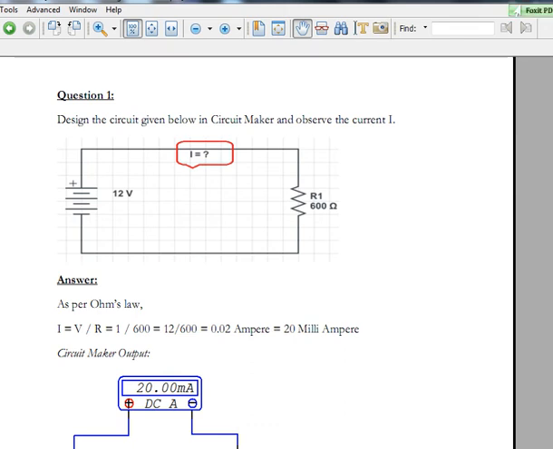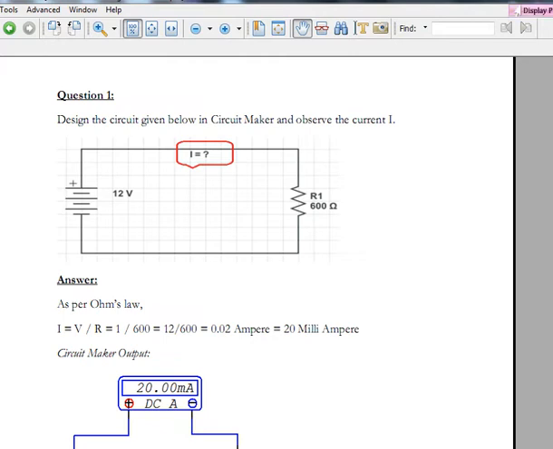So in today's lecture we are going to talk about how to use CircuitMaker. In fact, it is one of the very easy to use software. Through this we can simulate various electronic circuits. So in this video we'll use different general circuits, for example resistors in series and parallel, use of Kirchhoff's voltage law, rectifier circuits, etc. by the help of CircuitMaker.